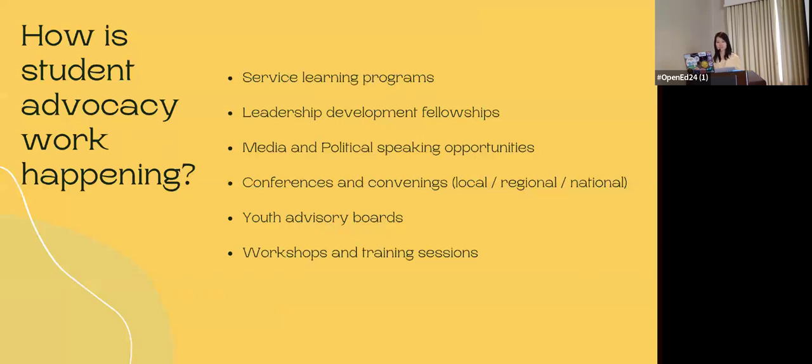A lot of these nonprofits do programs such as service learning, leadership development fellowships, media and political speaking opportunities, conferences and convenings for youth. A number of them have set up youth advisory boards, which means they meet regularly with youth who are at the center of this experience or the cause that they are focusing on, to get youth experiences and feedback. And of course, ongoing workshops and training sessions. So there's a lot happening on the ground.